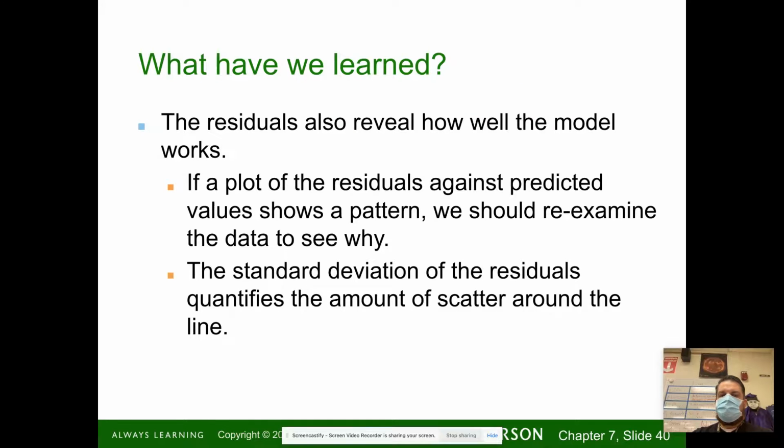The residuals also reveal how well the model works. And remember, a residual is the distance the point is away from the line. If the plot of the residuals against the predicted value shows a pattern, we should re-examine the data and see why. The standard deviation of the residuals quantifies the amount of scatter around the line. So higher residuals, further away from the line.